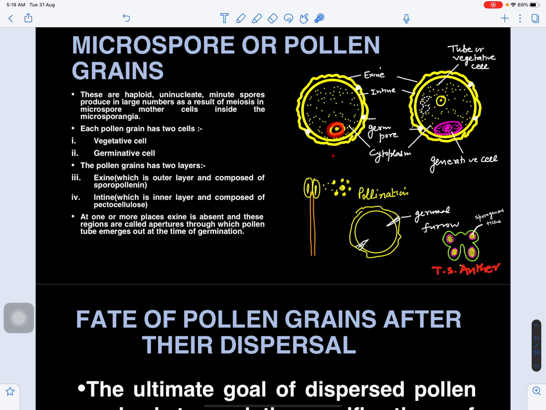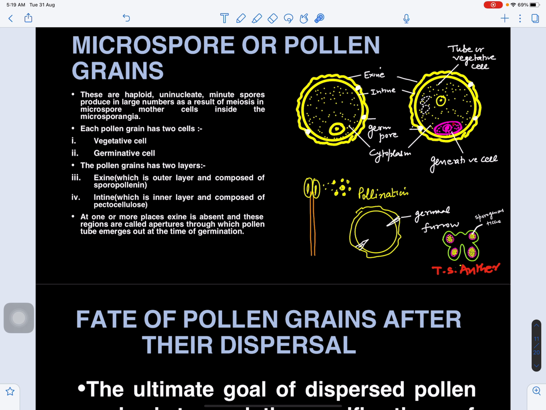Now we have seen this is the nucleus of the microspore or the pollen grain. This nucleus will undergo mitotic cell division. First this was produced from the sporogenous tissue after meiosis, but now this nucleus will undergo mitotic cell division and 2 nuclei will be produced.